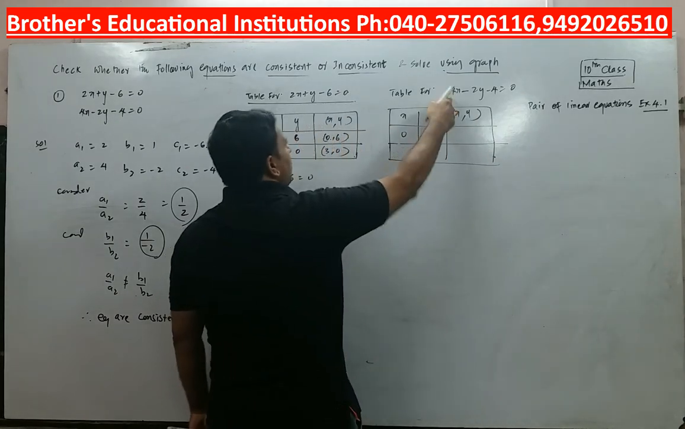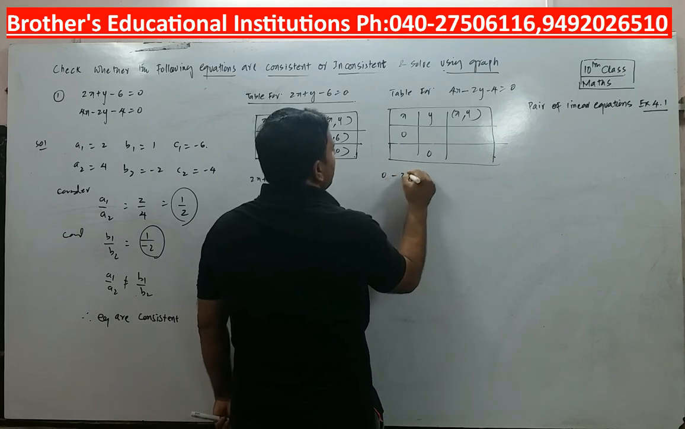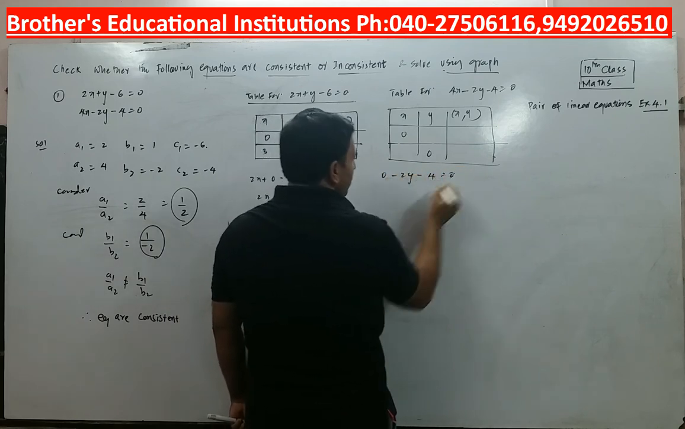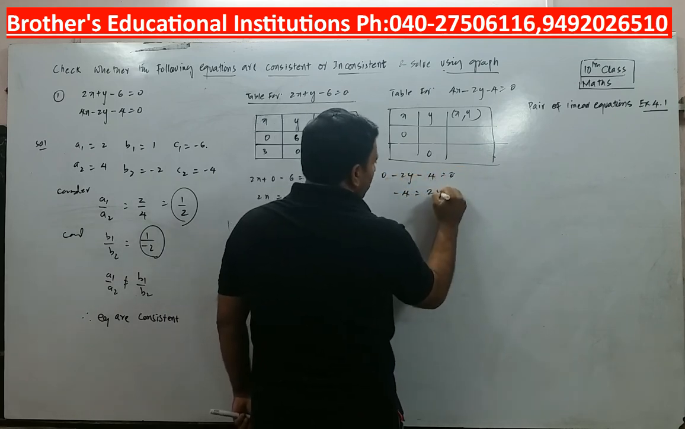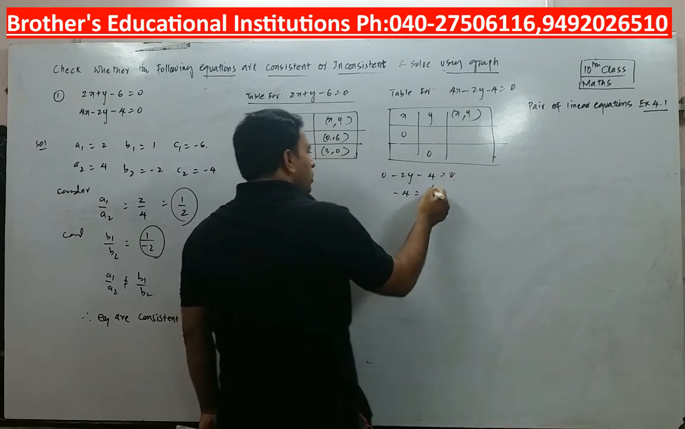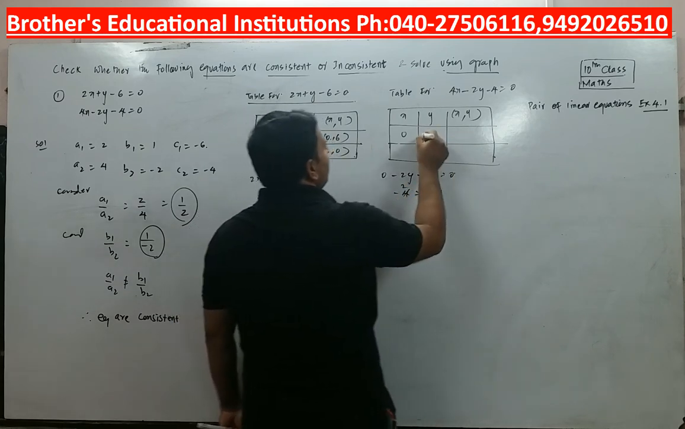Now when I take x is equal to 0, what will happen? 4 into 0 is 0. Minus 2y minus 4 is equal to 0. Minus 4 is equal to, minus 2y will go that side, plus 2y. 2 ones are 2, 2 twos are 4. What is y equal to? Minus 2.